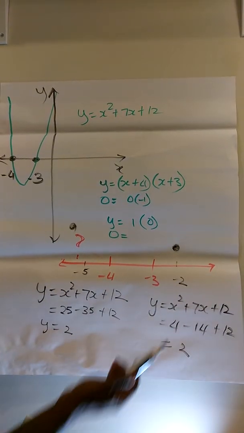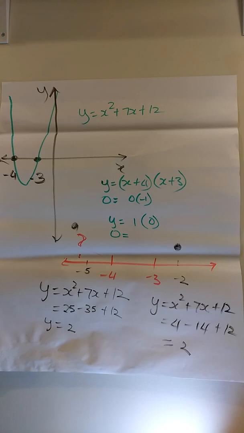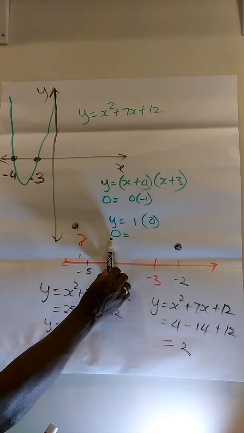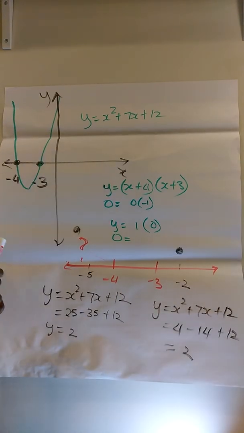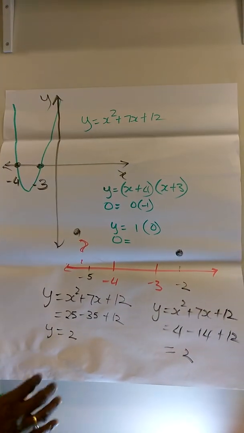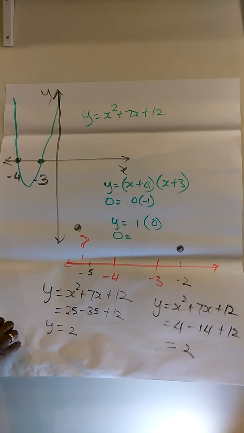My graph is positive for all values greater than negative 3. It's also positive for all values less than negative 4. And of course, between negative 4 and negative 3, that section of the graph would be negative.